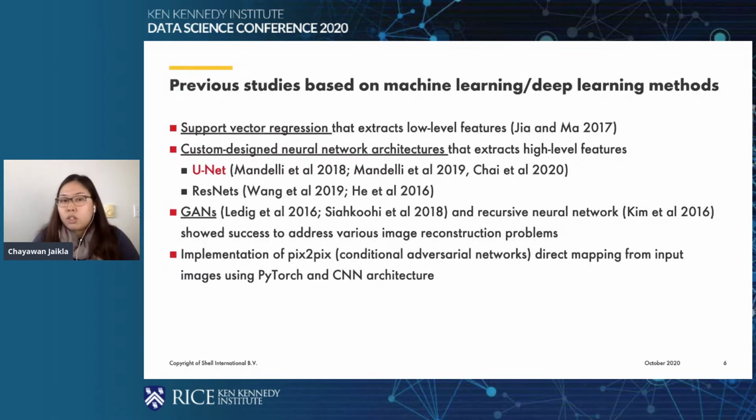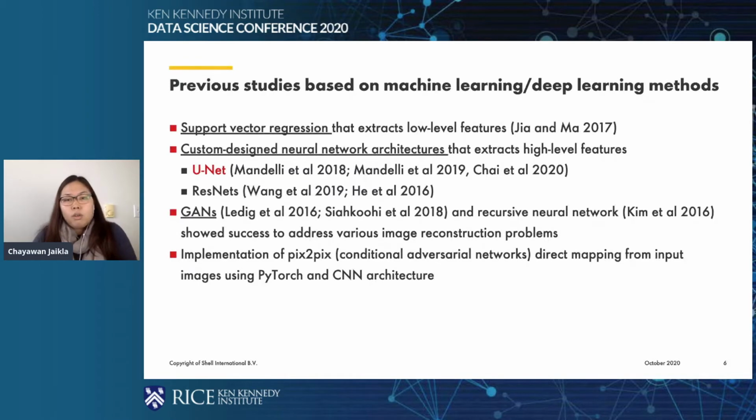There are attempts to use machine learning and deep learning-based approaches to reconstruct missing seismic data. Here are some previous studies found in the literature. The models that have been used are support vector regression, custom-designed neural network architectures such as UNet and ResNet, as well as GANs. These previous studies train and test the models using synthetic data sets, which might not be applicable to real-world data, because real-world data is noisier and more complicated than synthetic data. So in this study, we use a real field data set to train and test our model.